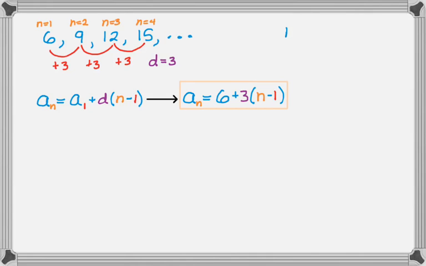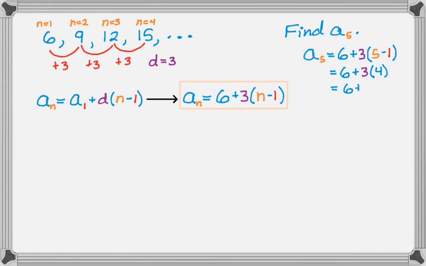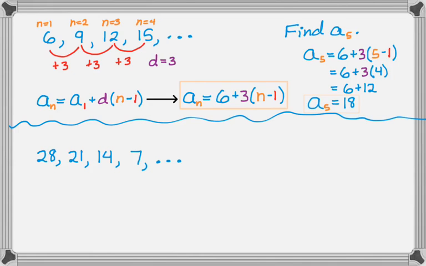For example, what I might want to do is find a sub 5, which is very easy to do in this case because I know a sub 4 and I know the common difference, so I better get 18 when I do this. I'm going to take 5 and plug it into my formula. So a sub 5 is going to be 6 plus 3 times the quantity 5 minus 1, which is 6 plus 3 times 4, which is 6 plus 12, which is 18, exactly what I was looking for. So it worked. Let's take a look at another example.